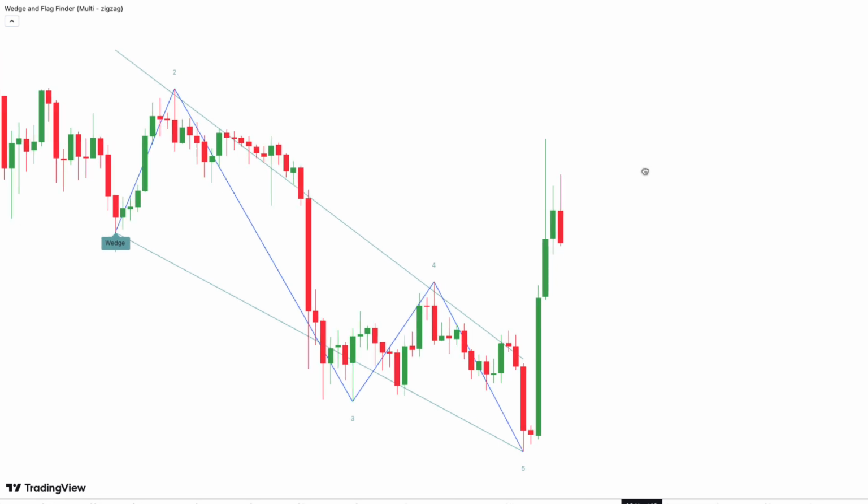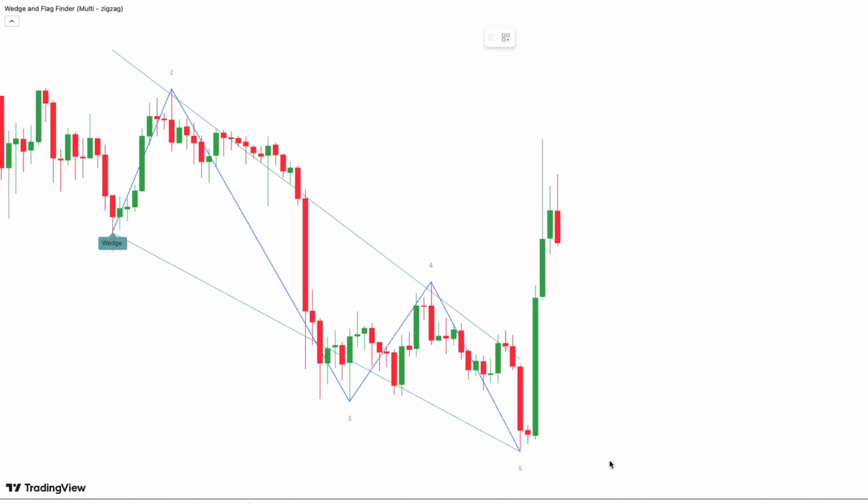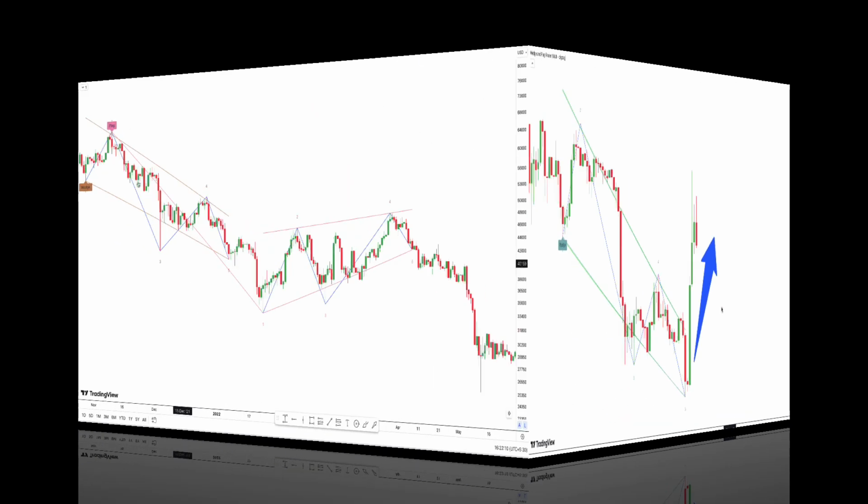The second pattern that can be identified with the indicator is the falling wedge. A falling wedge is a bullish chart pattern formed by converging trend lines that slope downward. It comprises lower swing highs and lower swing lows, with the price confined within a narrowing range. The falling wedge indicates a potential trend reversal as buying pressure may overpower selling pressure, resulting in an upward price movement. Finally, the indicator can detect flag patterns.